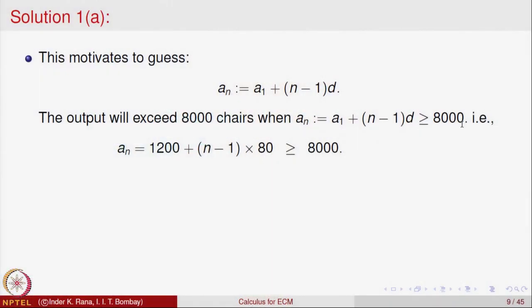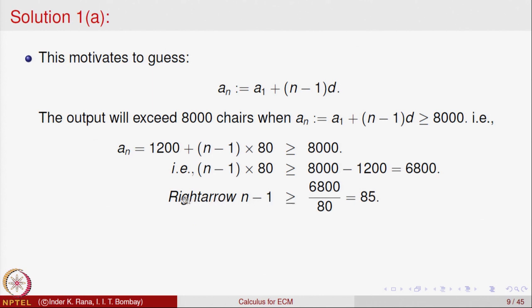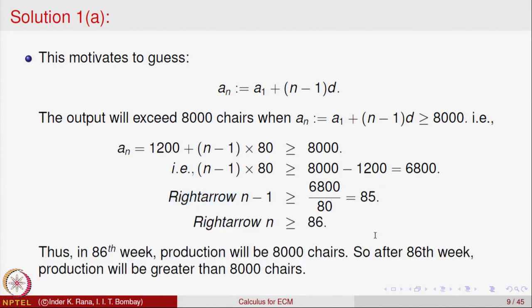So, that means if we want the output to exceed 8000 chairs, then this number An should be bigger than 8000. So, An is equal to 1200 plus n minus 1 into 80, that should be bigger than 8000, and if we simplify this, n minus 1 times 80 is bigger than 6800. That implies n minus 1 should be 6800 divided by 80, that is 85. So, n should be bigger than or equal to 86. So, after 86 weeks, the number of chairs produced will exceed 8000. So, this is how ordered data is generated and a problem is solved.